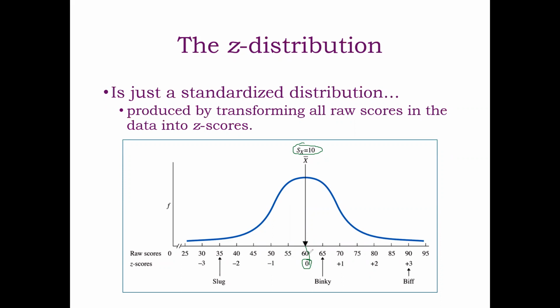So we take Binky, who has a raw score of 65. 65 minus 60, which is the mean, divided by 10 equals 5 over 10, which equals 1/2. Look, right here, a z of 0.5, right? Biff, who has a 90, is 3 standard deviations above the mean. 90 minus 60 is 30, divided by 10 is 3, right? It's going to have the exact same shape.